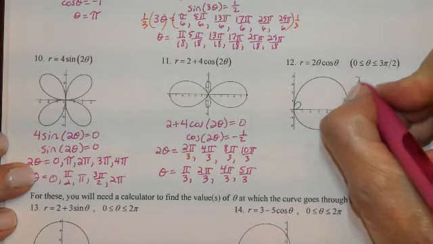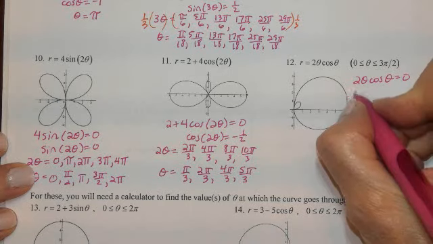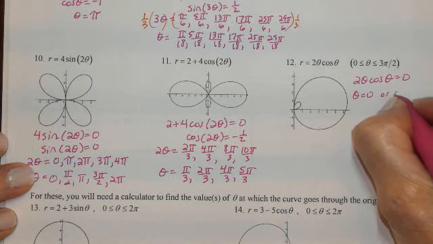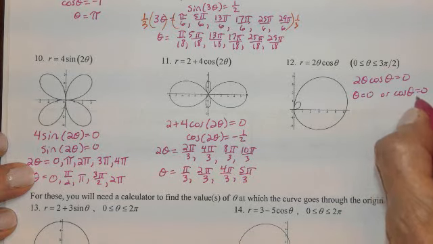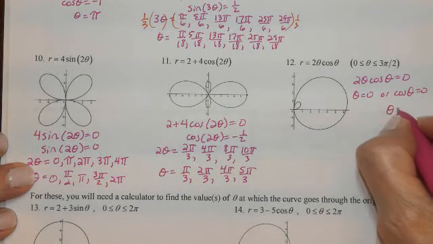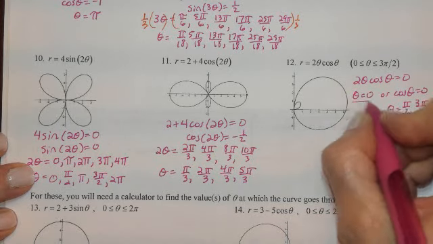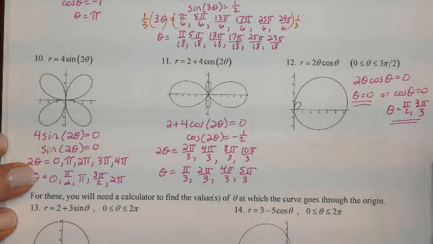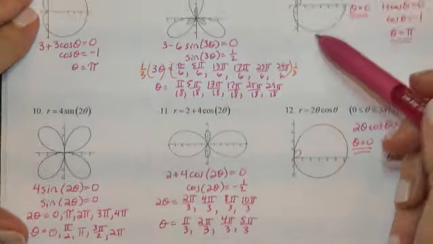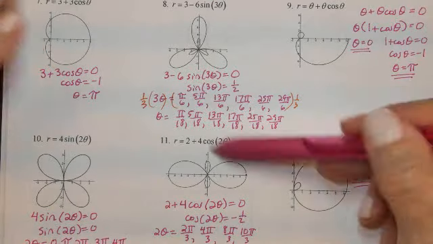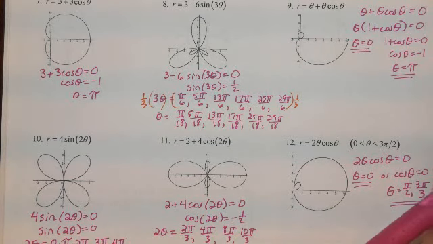Let's find out. 2 theta cosine theta is equal to 0. So that means either theta is 0 or cosine theta is 0. What values of theta make cosine 0? Pi over 2, 3 pi over 2. So there are our answers, all 3 of them. I wanted to show you some graphs that were not some of the known ones that you just would know. And I wouldn't know what these look like without graphing it.